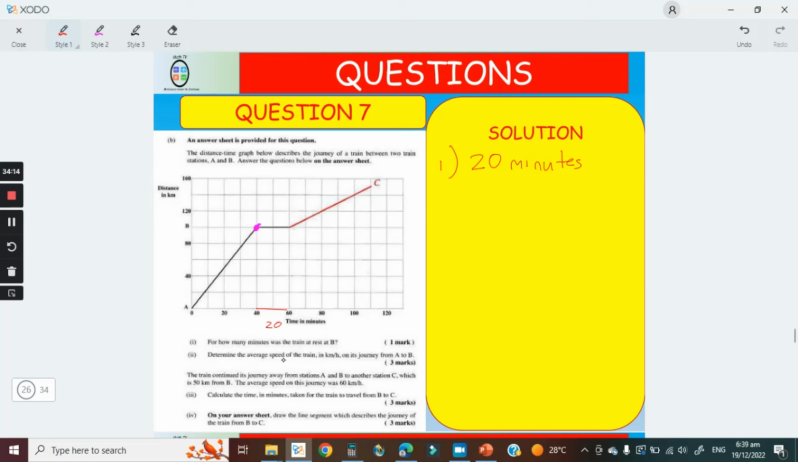Part 2, determine the average speed of the train on its journey from A to B. So from A to B, notice, it traveled how many kilometers? It traveled in between 80 and 120, which is 100. So since we get the 100 there, we can tell them the average speed for part 2.